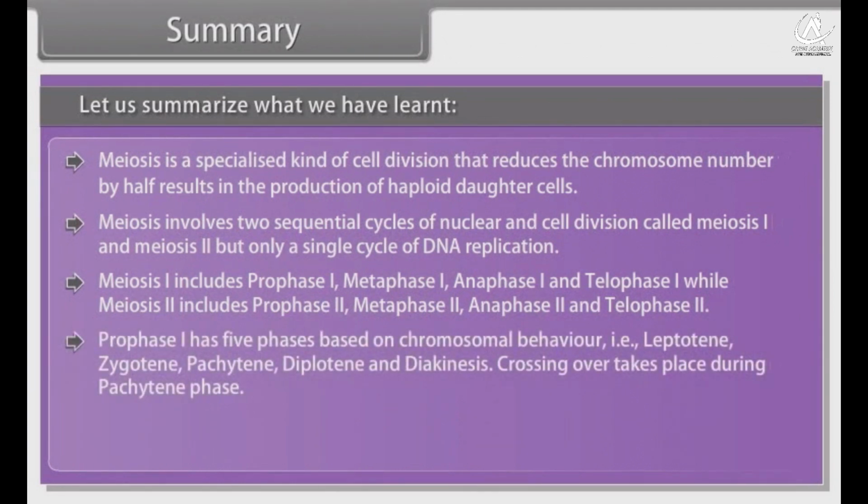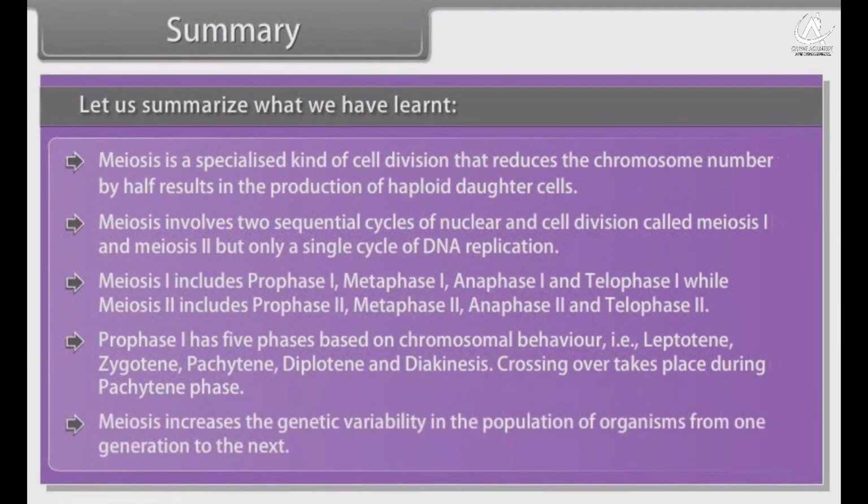Prophase 1 has 5 phases based on chromosomal behavior, that is, leptotene, zygotene, pachytene, diplotene and diakinesis. Crossing over takes place during the pachytene phase. Meiosis increases the genetic variability in the population of organisms from one generation to the next.